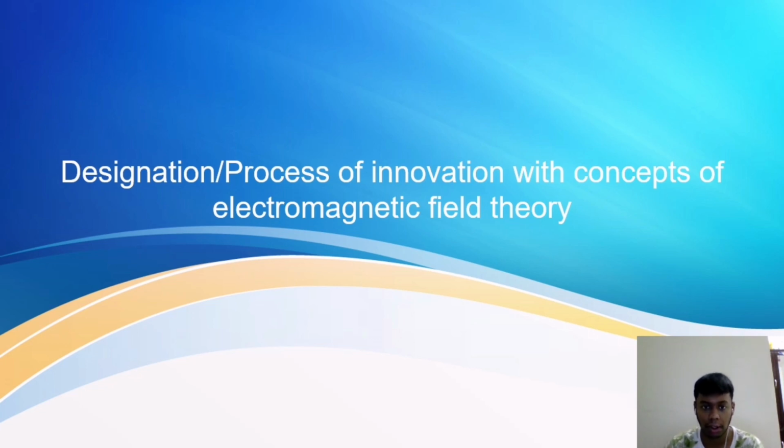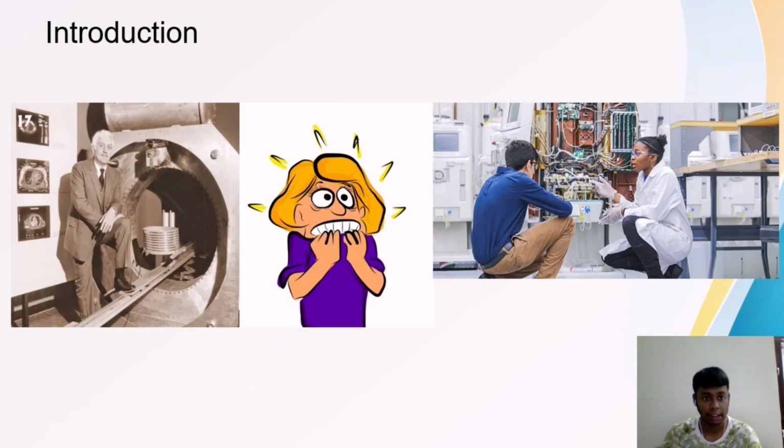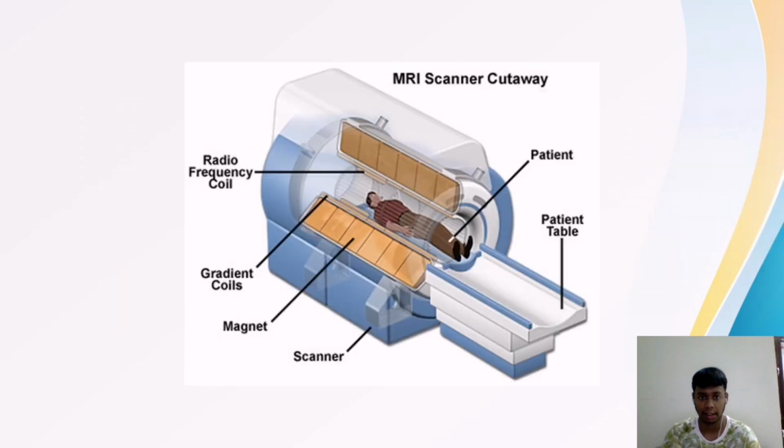Now I will present the designation or the process of innovation with concepts of electromagnetic field theory. As you can see, this is the image of the first ever MRI that was invented. At first, people were very scared of this machine. Therefore, engineers have developed the MRI to make it look more open and hospitable. Therefore, this is the modern MRI machine.